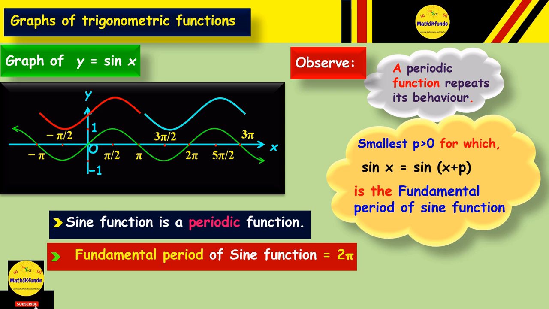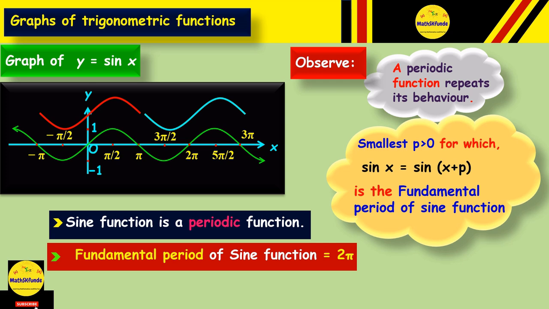Now some of you may think, how do you say it is the smallest one? If you break it further, in place of 2 pi, had I taken the interval length as pi, then the function wouldn't have repeated its behavior, right? So pi cannot be the fundamental period, but 2 pi is the fundamental period.